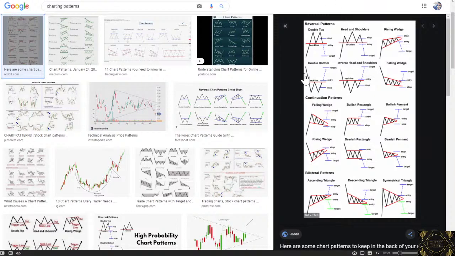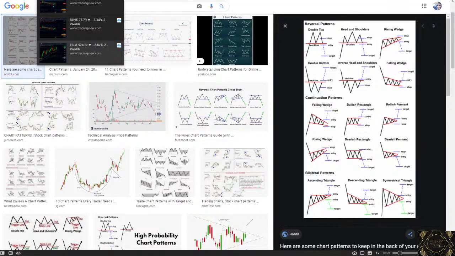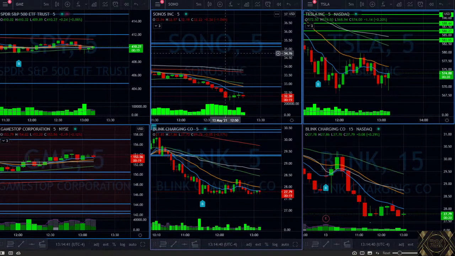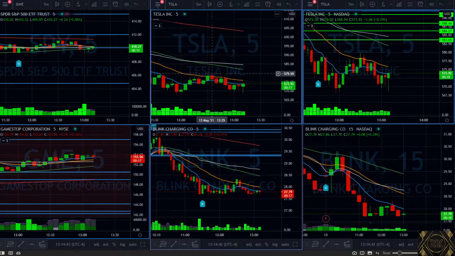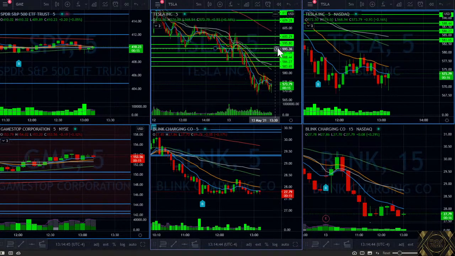Remember, sizing is key. But anyways, what I use here is charting patterns. They're one of the most important here. So you can see we have things such as double tops, head and shoulders, double bottoms, and so on and so forth. So if I pull up a chart, let's just go over to Tesla. We know that that one fell today, and we just look at the chart.